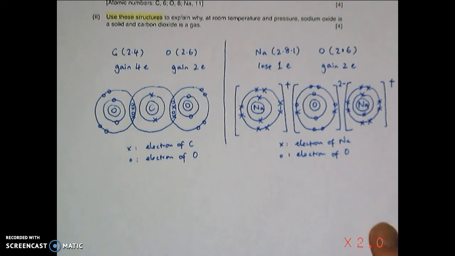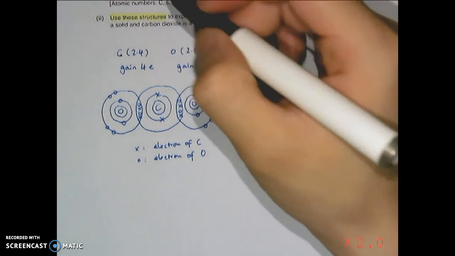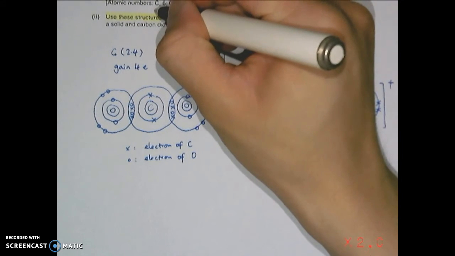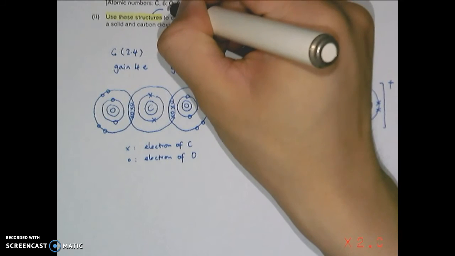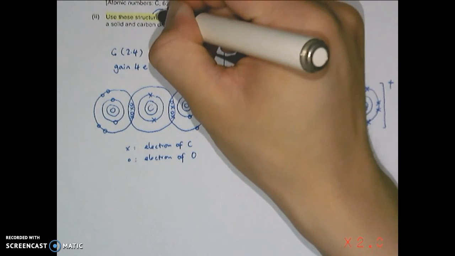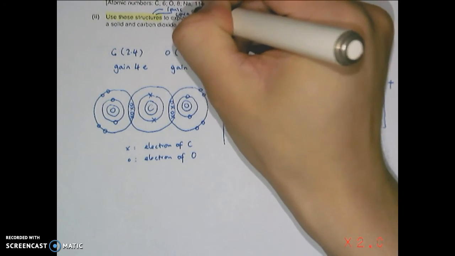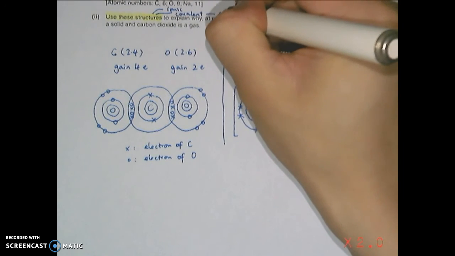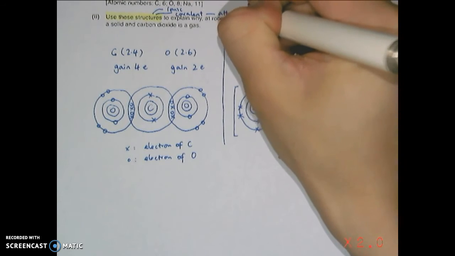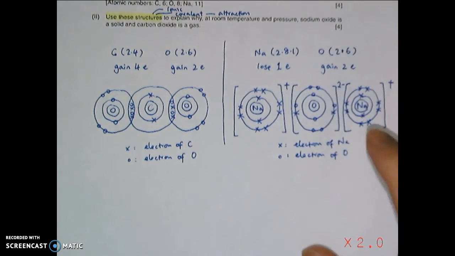So when you talk about structure, these are the keywords that have to come out. If you talk about ionic, covalent, you need to talk about the attraction between molecules for covalent.